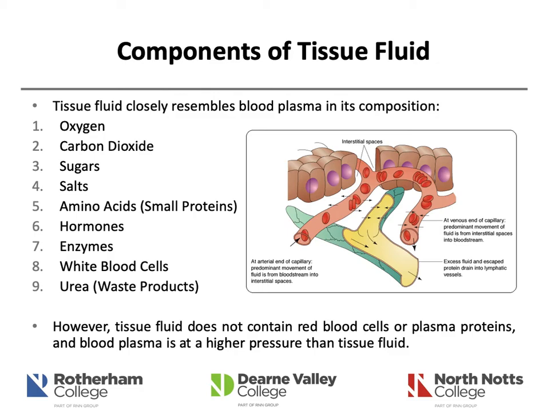At the opposite end, the venous end of a capillary, tissue fluid needs to remove these waste products. And that, again, is because tissue fluid is at a much higher pressure, and at the venous end, the pressure in the capillary is much lower, and that allows substances to move back into the blood and be removed as waste.